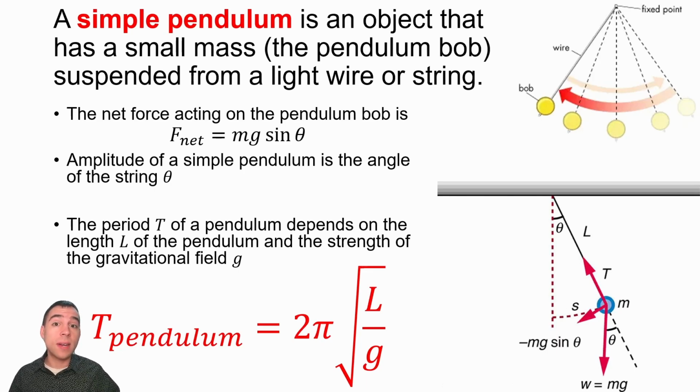It will also have an amplitude, and for a pendulum, since we're moving in both x and y, the amplitude is reported as the angle theta. The amount of angular displacement that we undergo will describe the amplitude of a simple pendulum. And if we wanted to solve for the period of a simple pendulum, we can do it using this equation, which only involves the length of the string and the gravitational field that the pendulum is present in. The mass has no effect on the period of a pendulum.